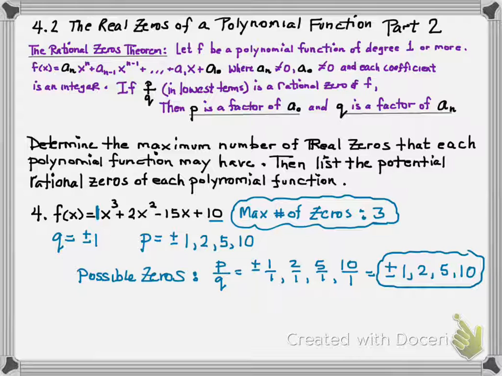Alright, so just to recap, number 4, the max number of zeros is going to be 3, but you potentially have 8 of them. You've got 1, 2, 5, 10, also negative 1, negative 2, negative 5, and negative 10. Alright, let's move on to number 5 and 6.